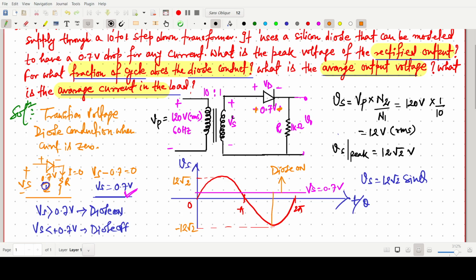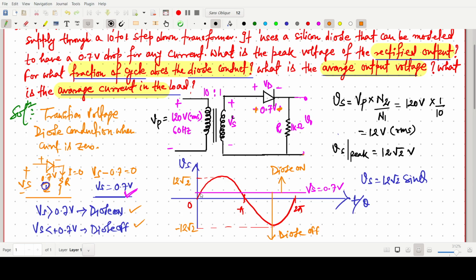And below this line the diode will be off. Is it clear? It means if this voltage is less than this, the diode will not conduct. So the diode is on only above this point. You can also write it directly, but this is the way to do it. Now we have to draw the output waveform first.